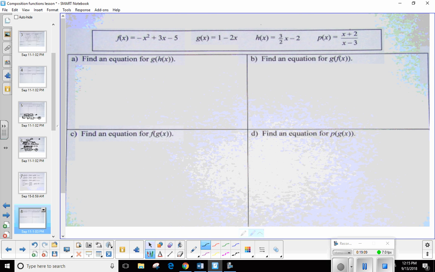So let's practice a few of these. Okay. All right. So I've got 4 functions here, f, g, h, and p. And A says, okay, find an equation for g of h of x. Now, we're finding an equation, so we're just working with like terms, we're distributing, we're doing all that good stuff. But here's my question. Will I take the equation for g and plug it into h, or h's equation into g? There you go. Always start with what's the innermost function.